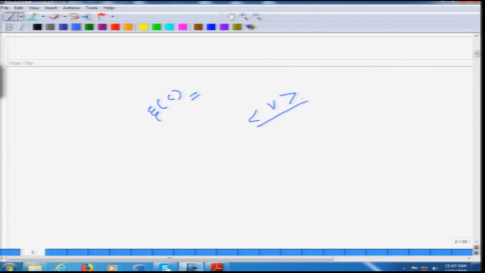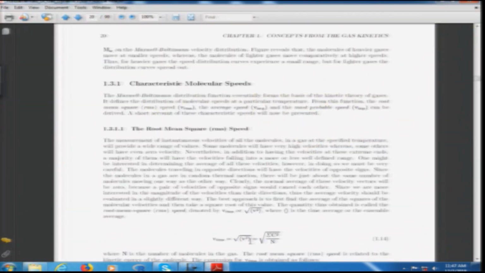This is called a time average or ensemble average. That is, what we essentially do is square all the molecular speeds, add them, and then divide by the number of molecules. The n in this equation 1.14 represents the number of molecules. This kind of speed which is obtained is called the root mean square speed.